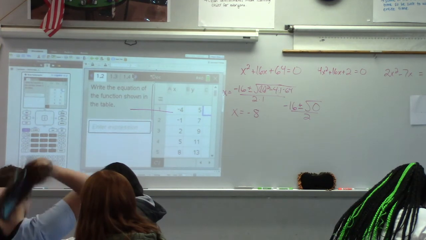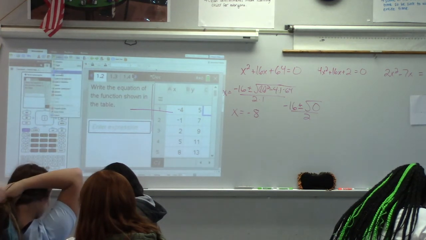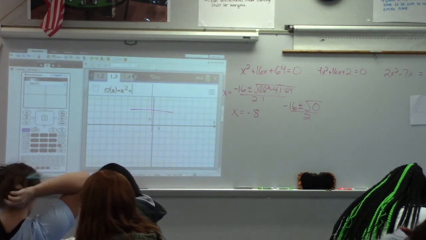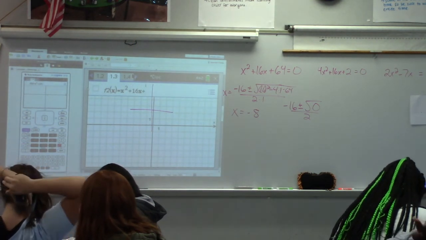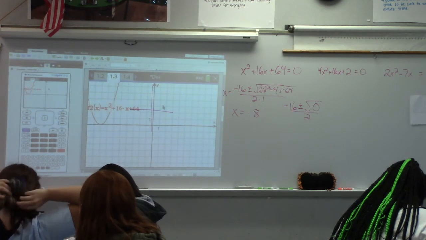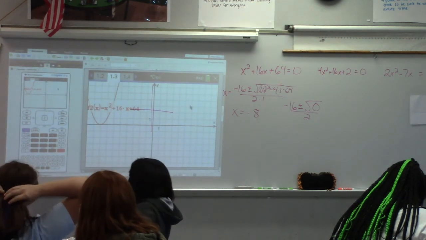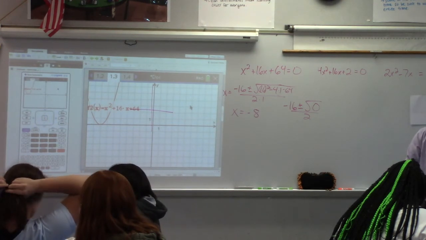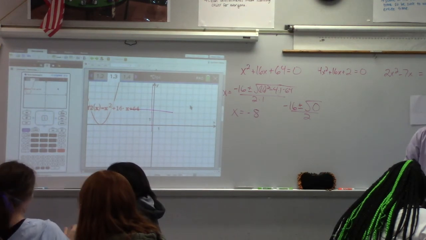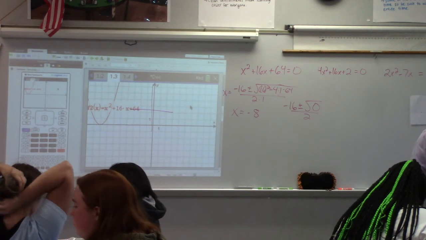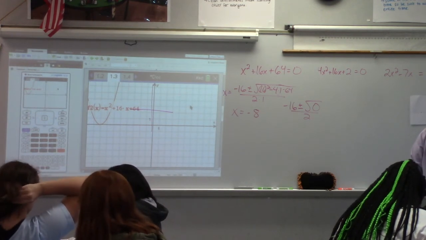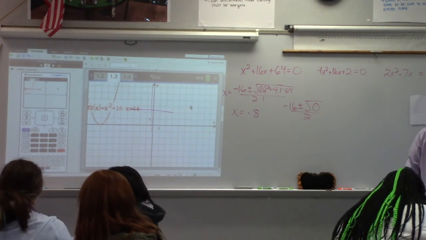Alright, so I'm going to graph x squared plus 16x plus 64. Uh-oh. So what's happening? It's just the vertex. The vertex is on the x-axis. That's how that happened. So how many x-intercepts are there? Only 1. That's how that happened.